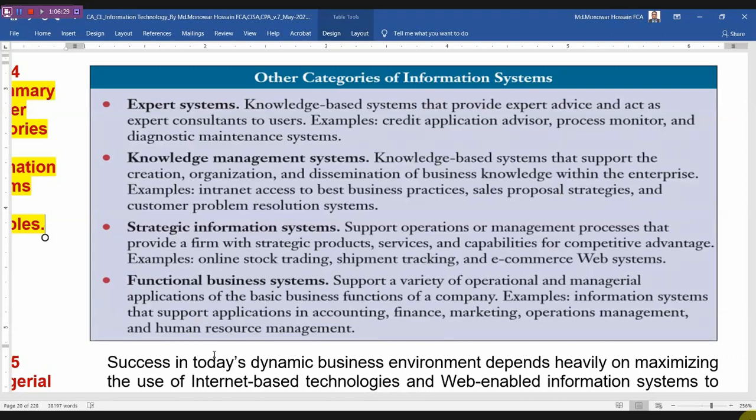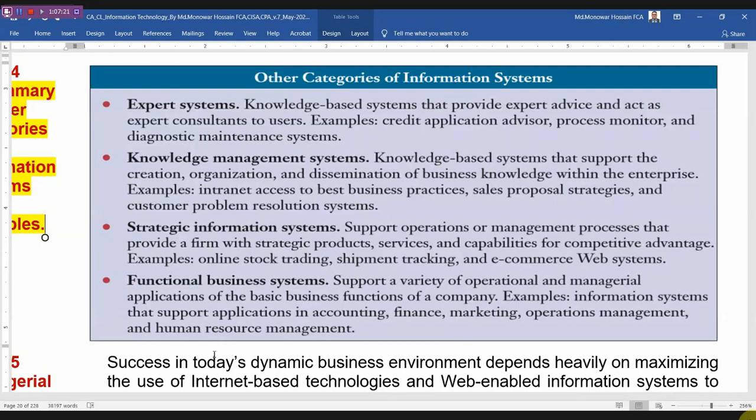If any input is given, that means a transaction input, whether it is accurate or not as per the IFRS, the system can display whether it is right or wrong. It is also an expert system for helping management, and those preparing the financial statements, understand whether that input is right or wrong as per the IFRS. So it is a knowledge-based system that provides expert advice and acts as an expert consultant to users. Examples are credit application advisor, process monitor, and diagnostic maintenance systems, etc.